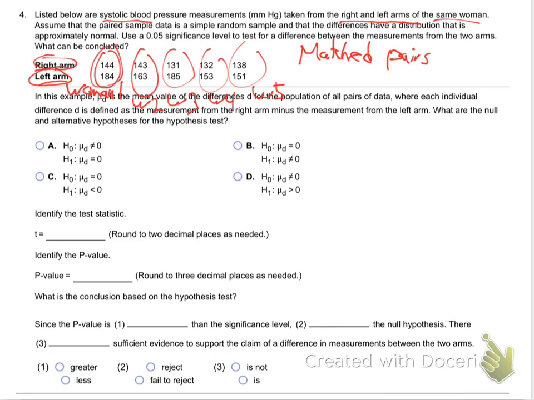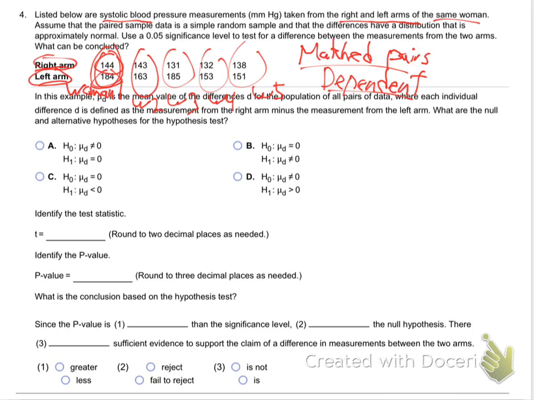But these numbers are matched. They're dependent. They're related. They're connected. This number is connected to that number because it's from the same woman. So this is matched pairs data, dependent. That's how we recognize that on the exam. They're all matched up. I think it's pretty clear when you look at it.